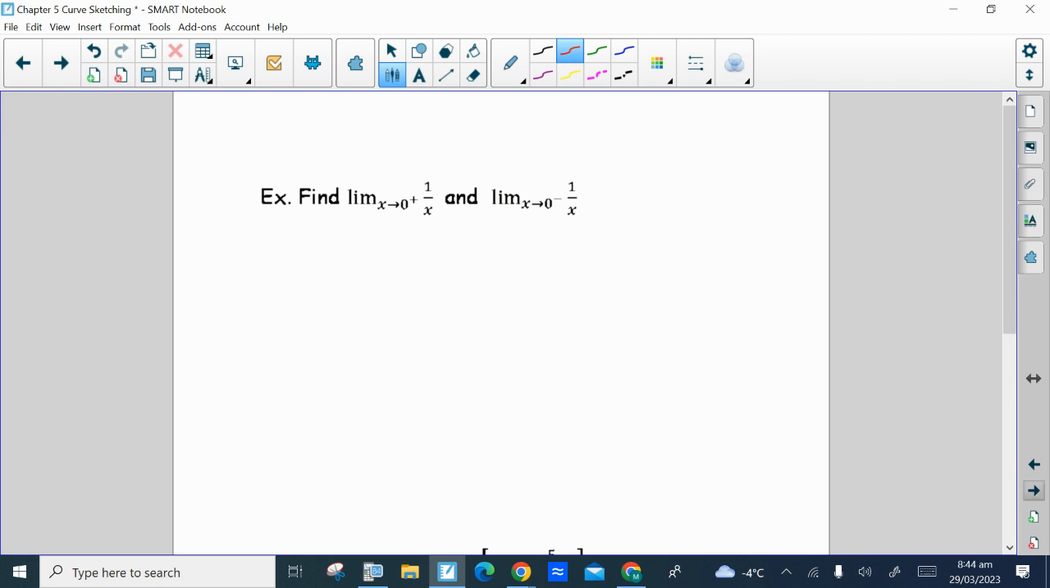So this is one tool that you might use in order to help you sketch a graph. This example says find the limit as x approaches 0 from the right side for 1 over x. So this can be done by a table of values.